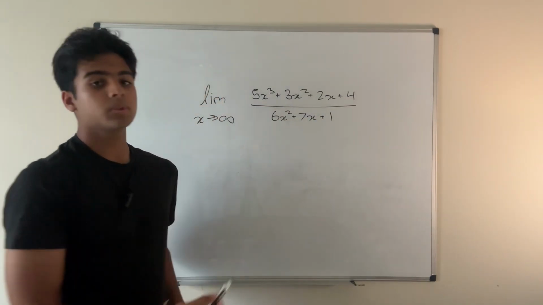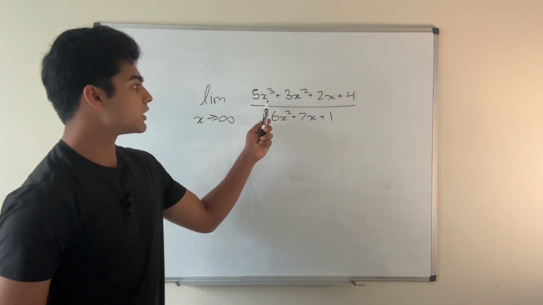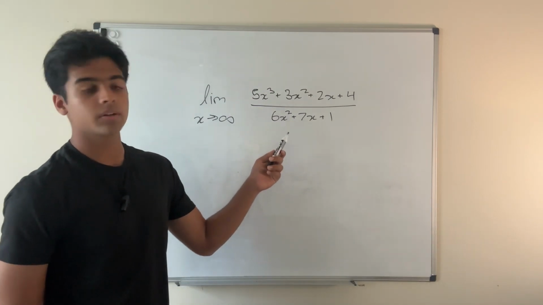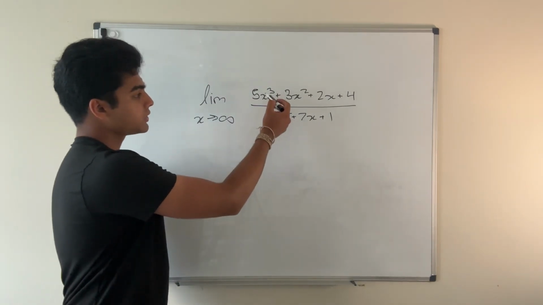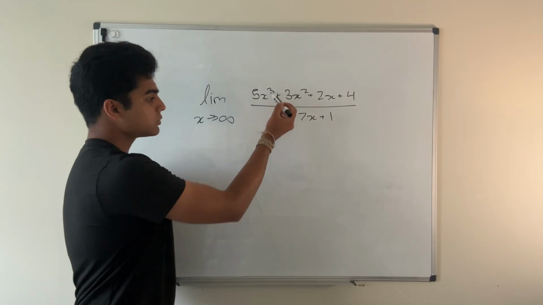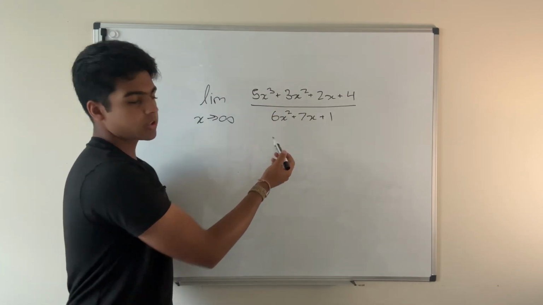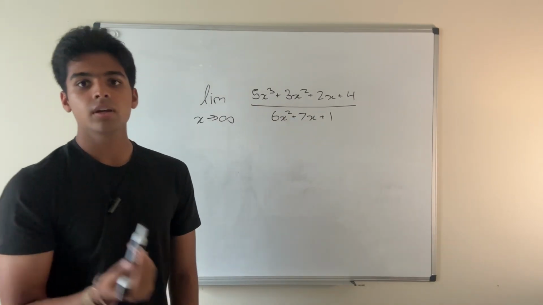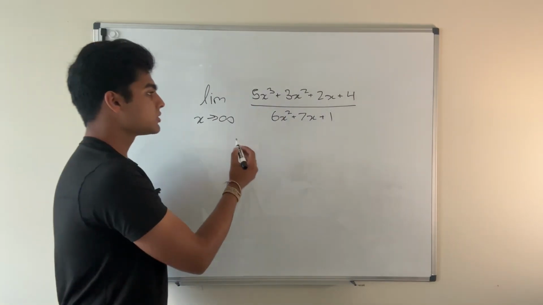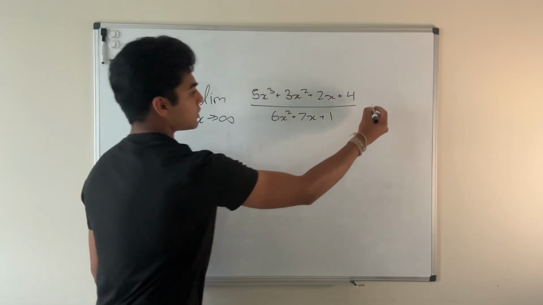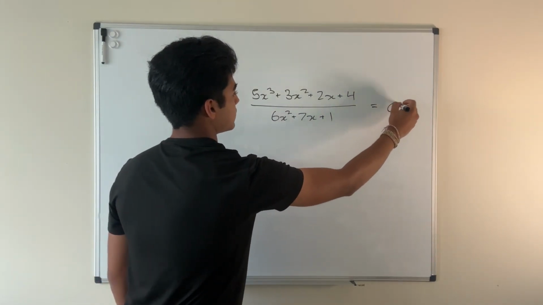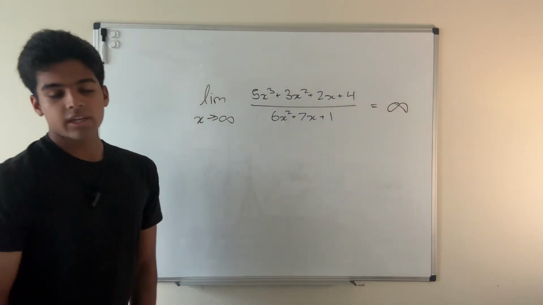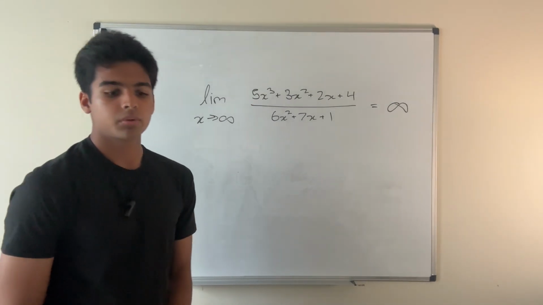Okay, so in this case, we can see that the degree of the numerator is greater than the degree of the denominator. Because in the numerator, we're starting with x cubed, and in the denominator, we're starting with x squared. So the degree of the numerator is greater than the degree of the denominator, which means that as x approaches infinity, this function will also approach infinity. So that's for case number 1, and it's pretty straightforward.